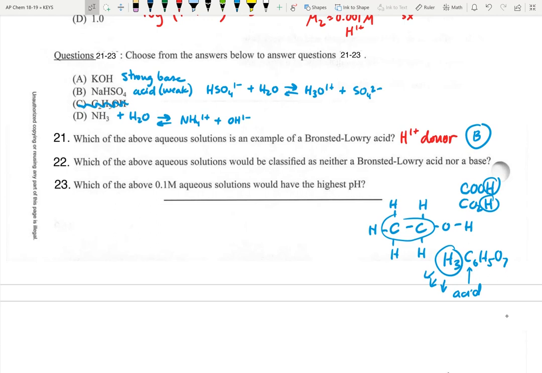Which of the above solutions would have the highest pH? We're looking for a good base, right? And a high pH means a good base. That's got to be A because that's a strong base.